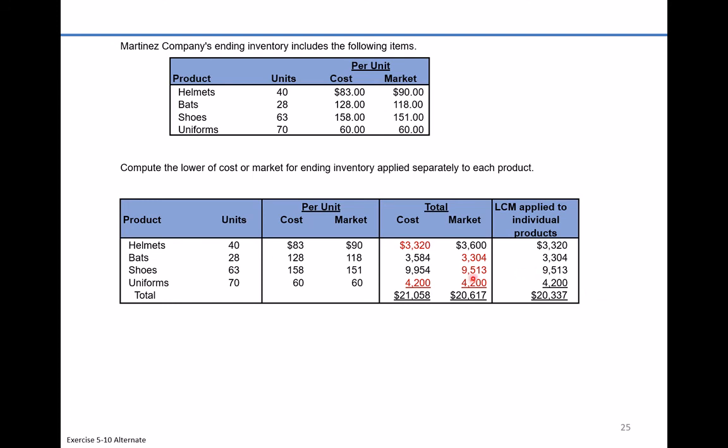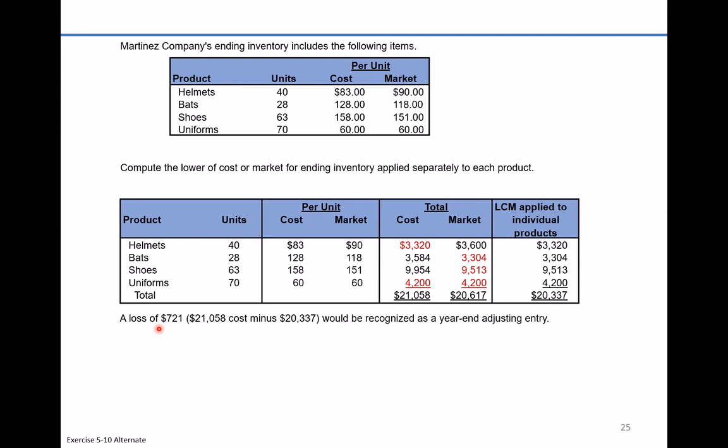Remember, our inventory, we're listing it at cost at $21,058, but under the lower of cost or market rule, we're going to say, well, the inventory is really only worth $20,337. So we've actually had a write down or a loss of $721. That's the $21,058 minus the $20,337, and that's the loss of $721.